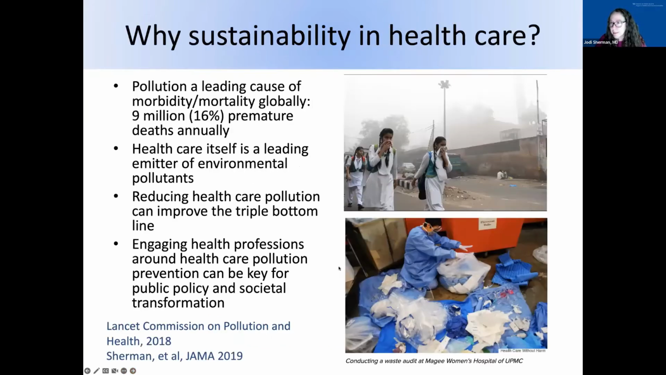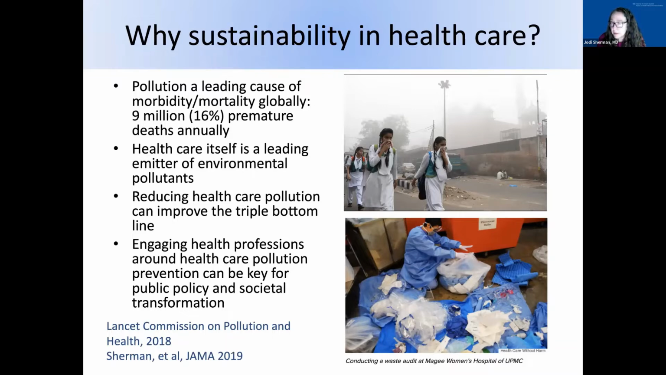And so why sustainability in healthcare? Pollution is a leading cause of morbidity and mortality, responsible for 16% or 9 million premature deaths annually around the world. And ironically, that is against the mission of healthcare. Healthcare is a leading emitter of environmental pollution. And reducing healthcare pollution can be great for the triple bottom line. So the best care for the most patients at the least cost.